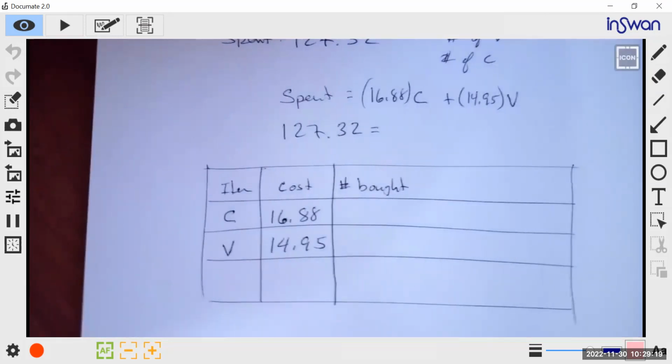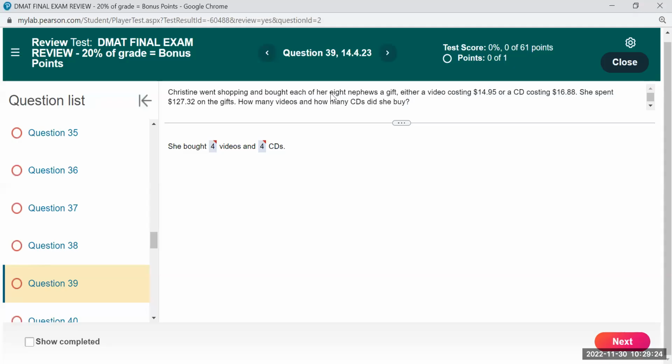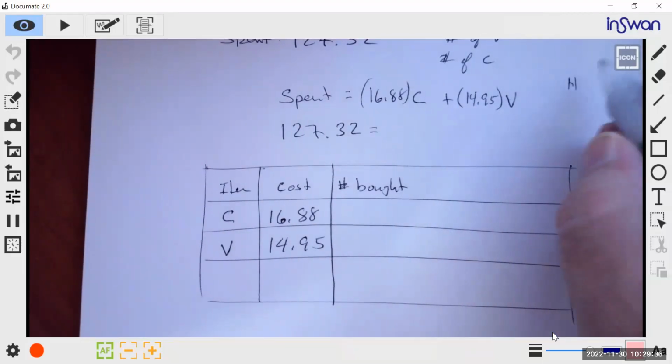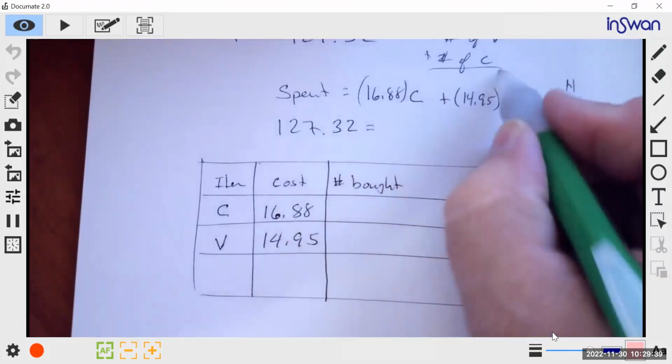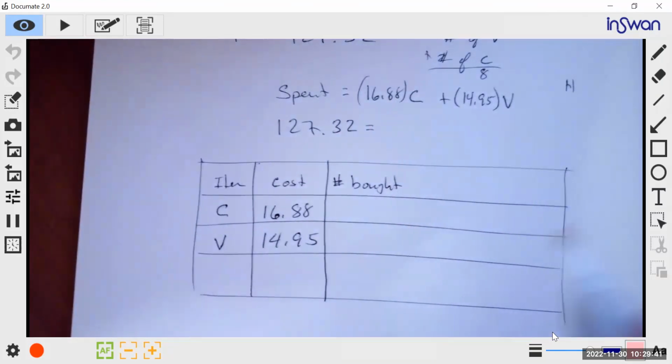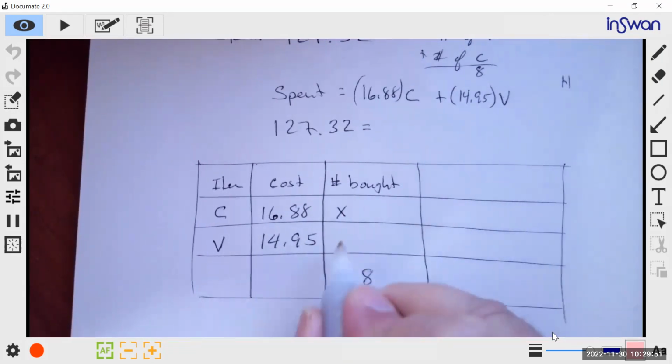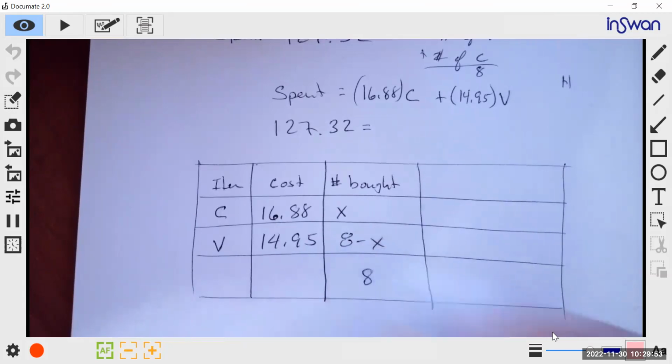Oh, we're missing something else. For her 8 nephews. That's important because the number of CDs plus the number of videos has to equal 8. In other words, if she bought x of these, that means it has to be 8 minus x of those.